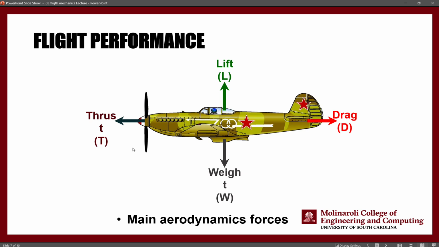So a glider, for example, doesn't have an engine, meaning that it doesn't have any thrust. That is why gliders always lose altitude. Essentially, there is no way you can fly indefinitely with a glider. But as long as you have enough fuel, you can fly indefinitely with a jet aircraft, for example.